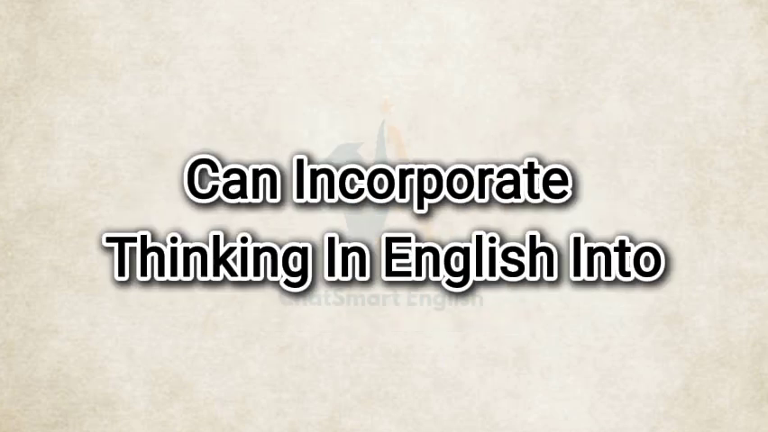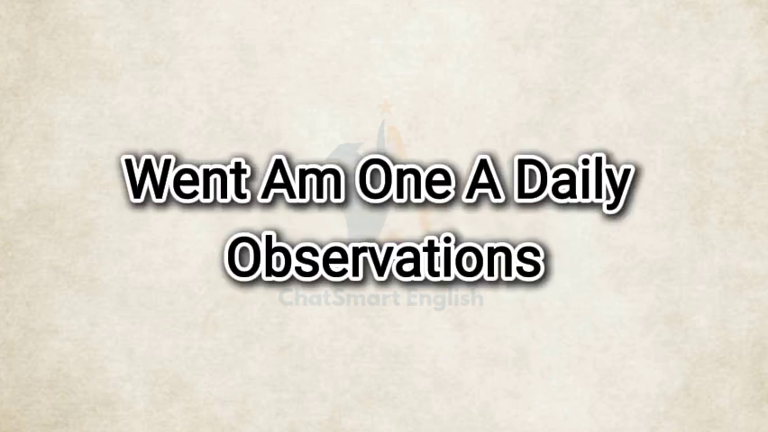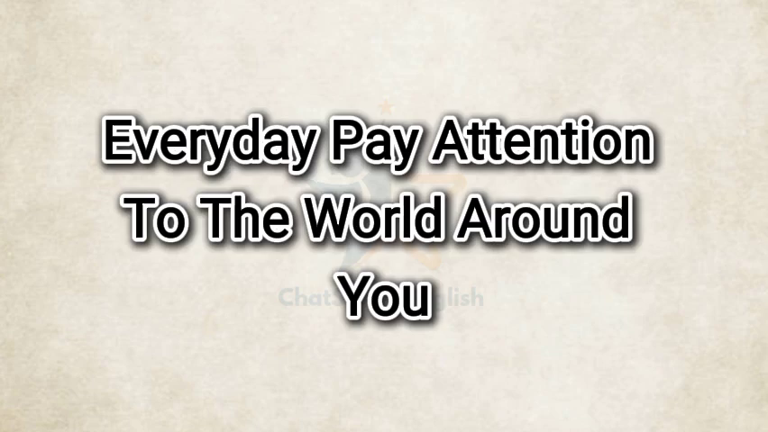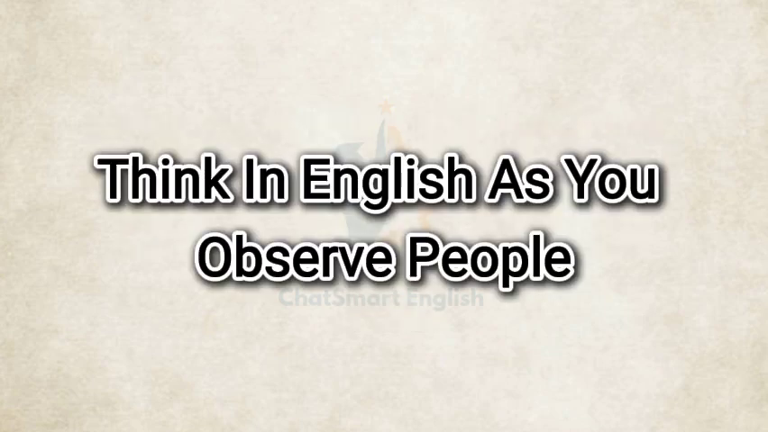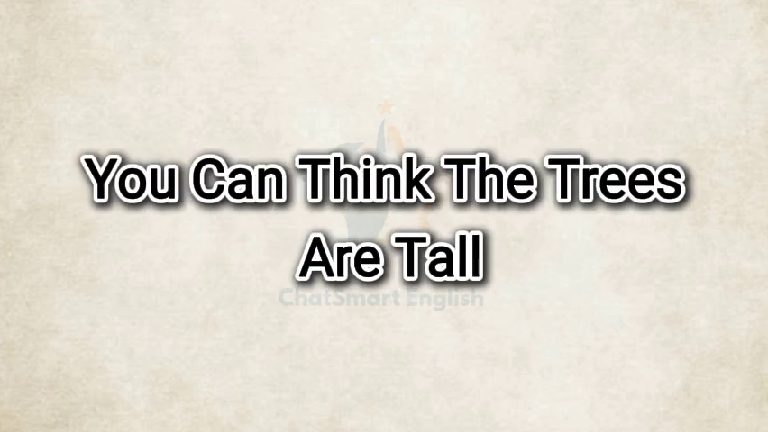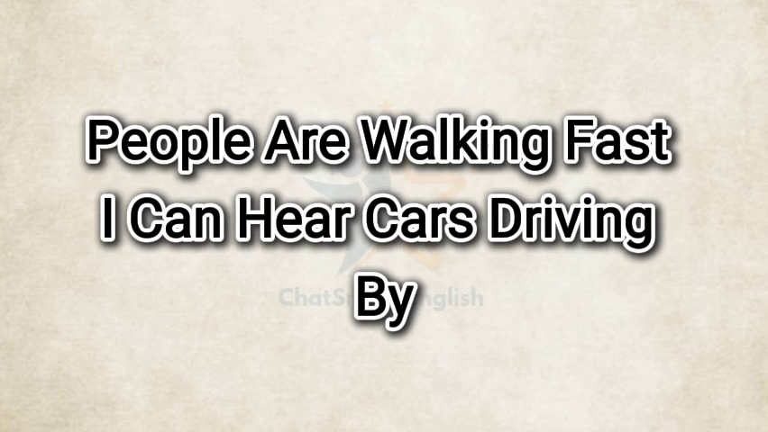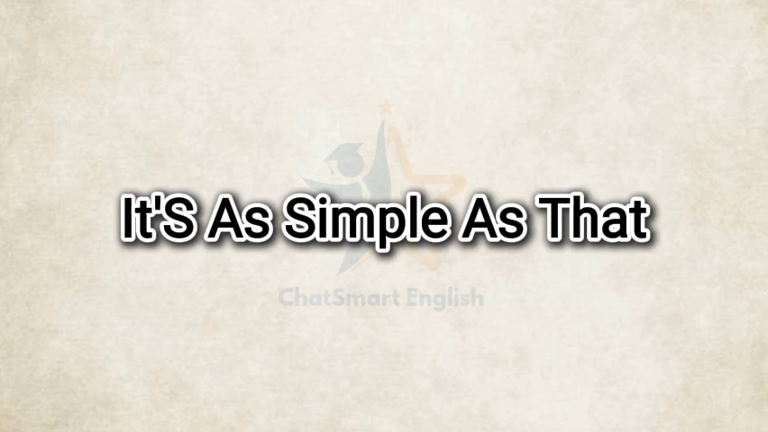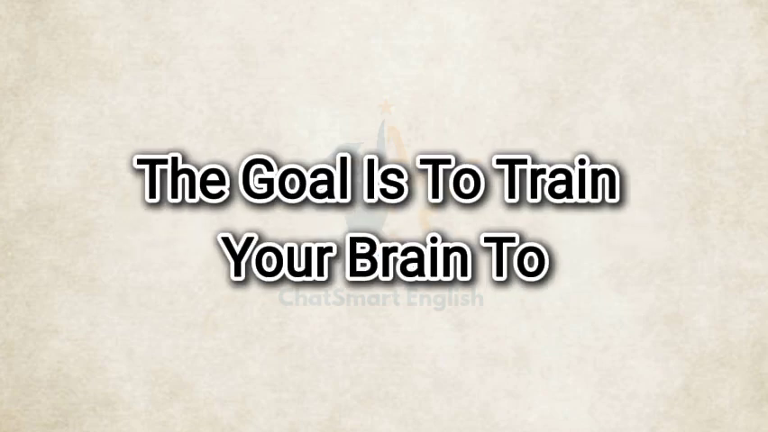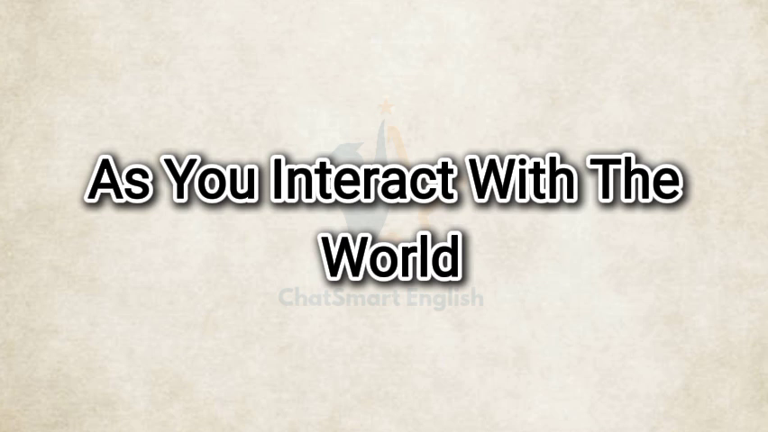Here's how you can incorporate thinking in English into your daily life. Point 1. Daily observations. Every day, pay attention to the world around you. Think in English as you observe people, objects, and actions. For example, if you're walking outside, you can think, "The trees are tall. People are walking fast. I can hear cars driving by." It's as simple as that. The goal is to train your brain to automatically think in English as you interact with the world.